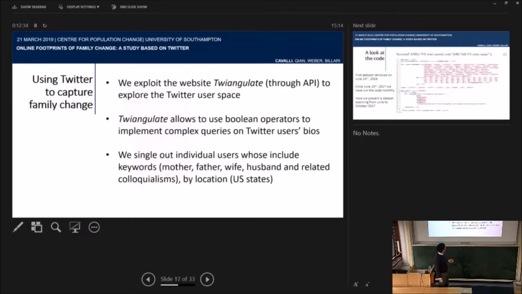Spontaneously, in a way. In order to do that, we use a website called Triangulate, which basically allows us to explore the Twitter user space, so crawl through the users who use Twitter. It has 300 million active users on the platform, and by using Boolean operators, we implement queries on the Twitter user bio. I don't know how many of you have Twitter, probably a good portion, and Twitter asks you to define yourself.